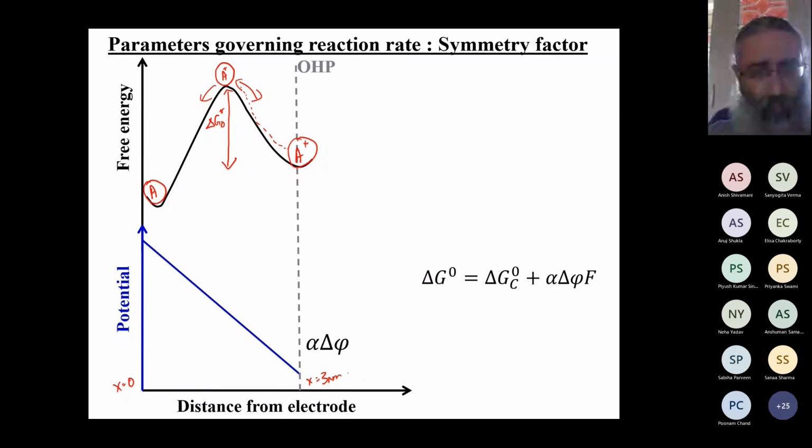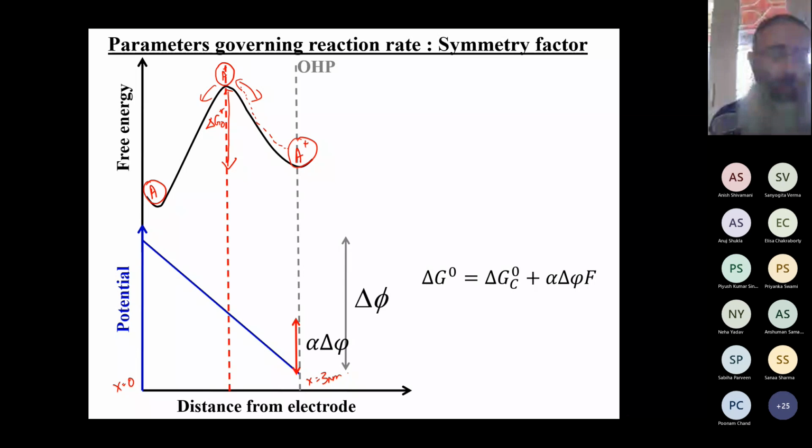Okay, so then if you look at it, because this is superimposed, the energy profile is now superimposed on the potential profile. Now if you draw a vertical line and say this is the place where it cuts the distance from the electrode, you will see that this potential profile and the energy profile are exactly overlapping one on top of each other.